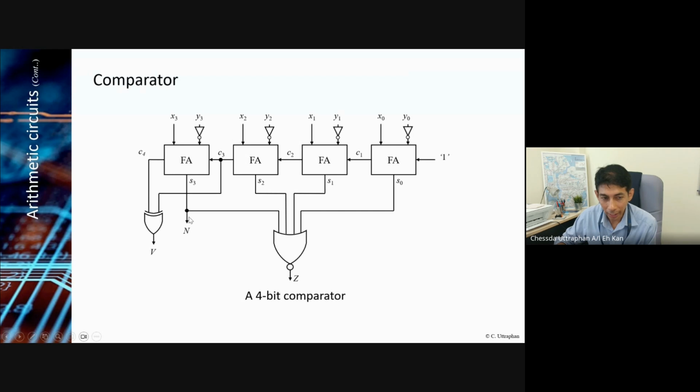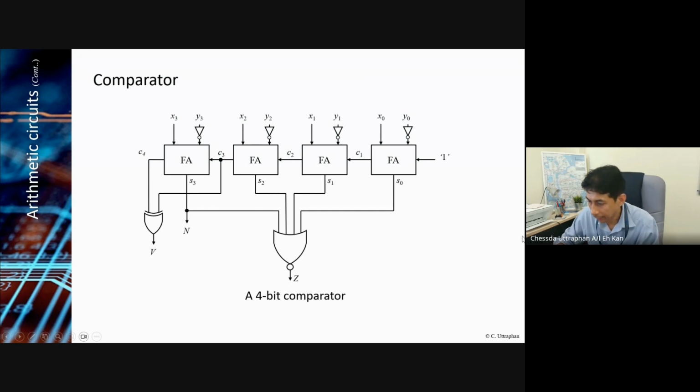So if n, which is connected to S3, is equal to 1, it means that the result is negative. When negative, x is less than y. If the result is positive, then x is greater than y. Okay, so this is called a comparator.